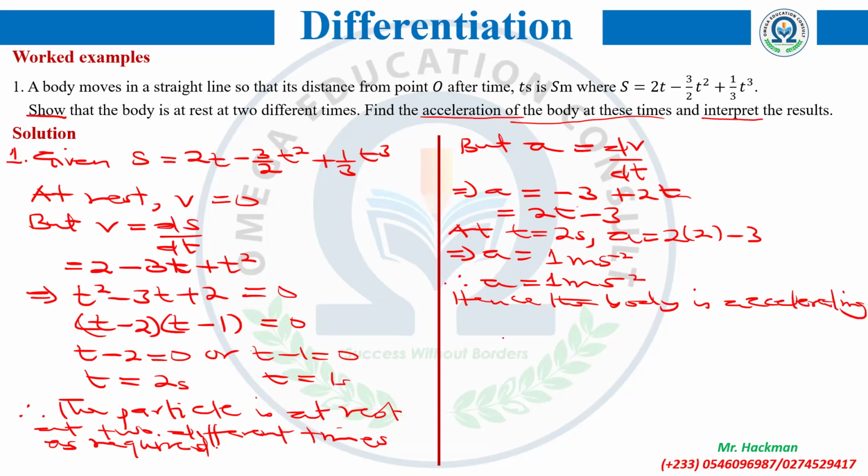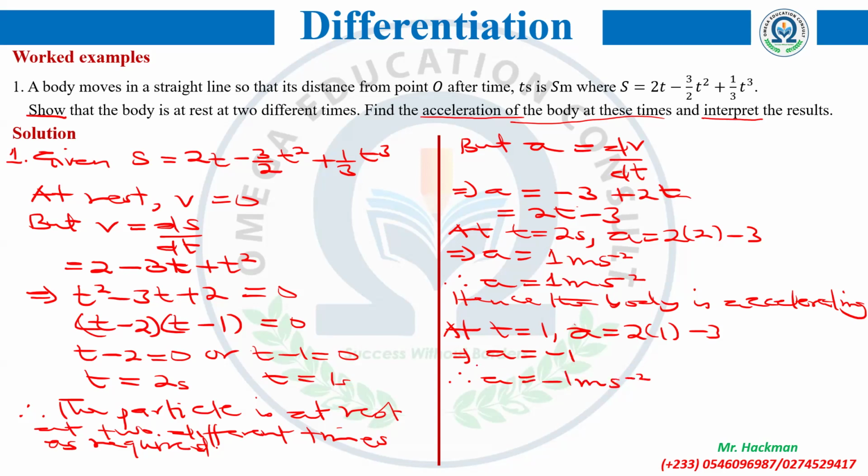Then we come to t is equal to, our second time is 1 second. So t is equal to 1. We'll get A to be equal to 2 into 1 minus 3. So this implies that your A is equal to 2 minus 3, so minus 1. You were asked to find A, so you conclude with it. Therefore, A is equal to minus 1 meter per second squared.